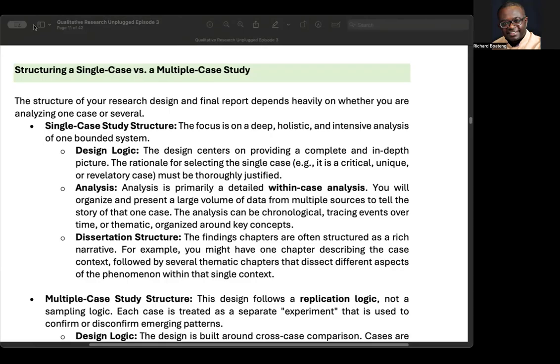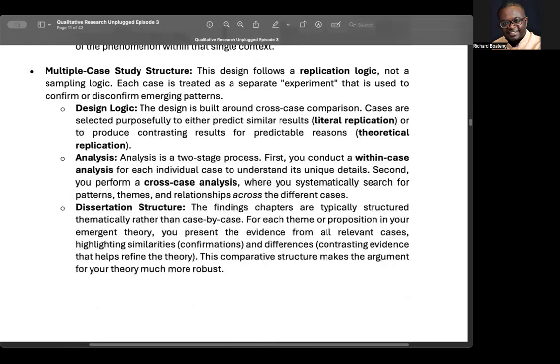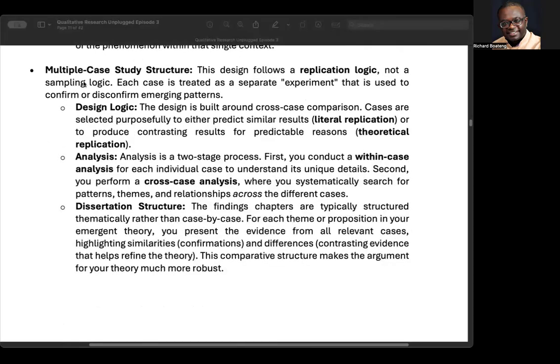Okay, now contrast that with a multiple case study. The logic here is different. It's about replication, not sampling. Precisely. This is a crucial distinction, especially for doctoral students in courses like Advanced Qualitative Research Methods, where you need to justify your approach. You're not selecting multiple cases to get a statistically representative sample of the population. Instead, you're following a replication logic, as Yin describes it. Each case is treated almost like a separate experiment or study. You purposefully select cases that you predict will either yield similar results, literal replication confirming your emerging findings, or contrasting results for predictable theoretical reasons. Theoretical replication helps you refine or expand your theory by explaining the differences.